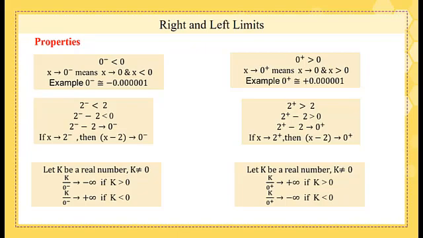Here, if k is a non-zero real number, then k over 0 plus tends to plus infinity if k is positive, and k over 0 plus tends to minus infinity if k is negative.